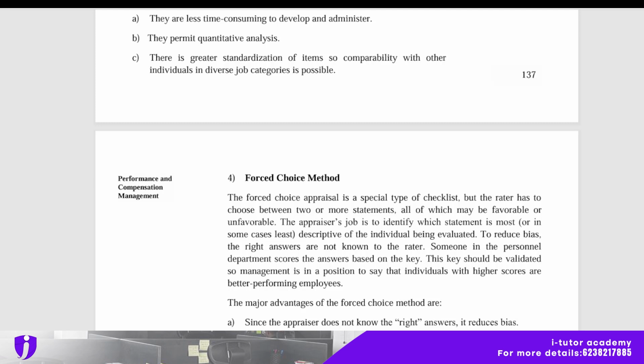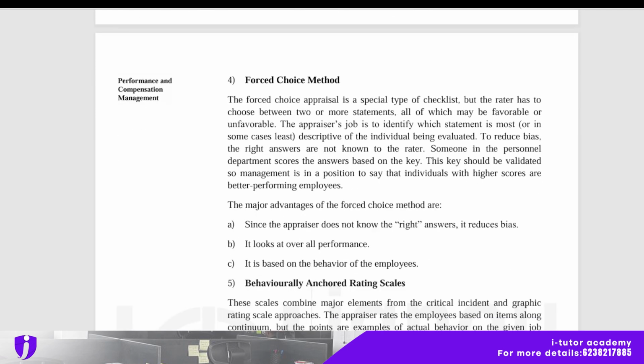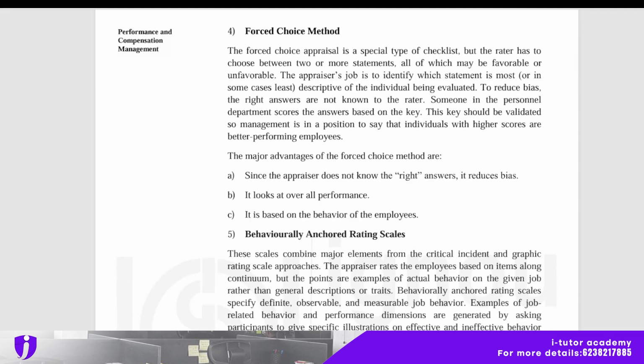This key should be validated so management is in a position to say that individuals with higher scores are better performing employees. The major advantages of the forced choice method are: first, since the appraiser does not know the right answer, it reduces bias. Second, it looks at overall performance. Third, it is based on the behavior of the employees.